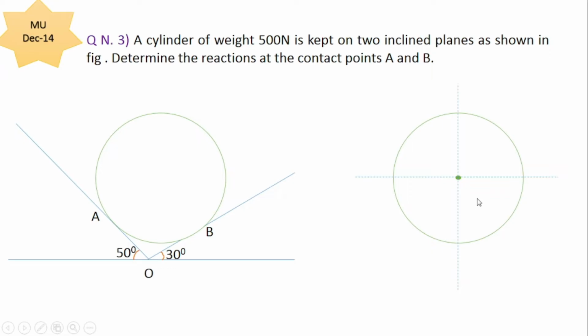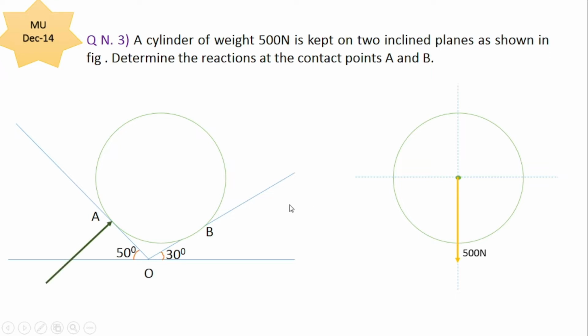After drawing the quadrants, we will start with drawing the weight of the sphere. Weight is always shown from the center and it is in a vertically downward direction. So this is the representation of the weight force. The value of the weight force is 500 newtons. So always start by showing the weight force. Then we'll show the reactions.